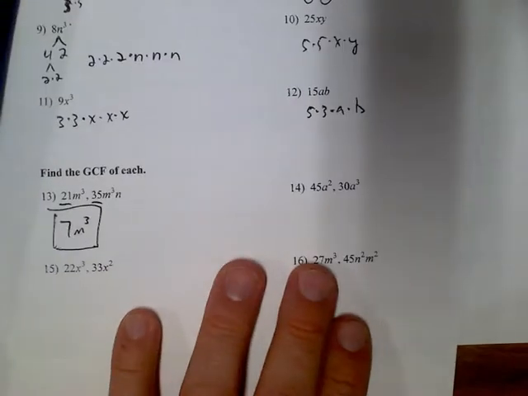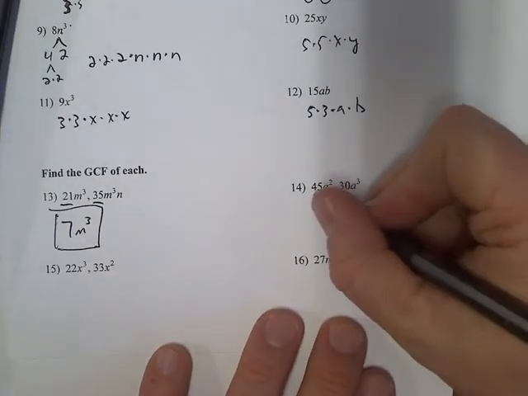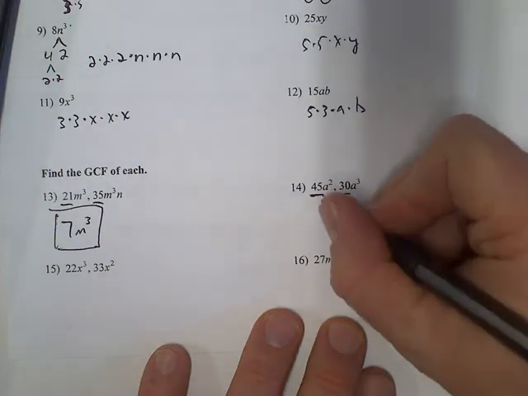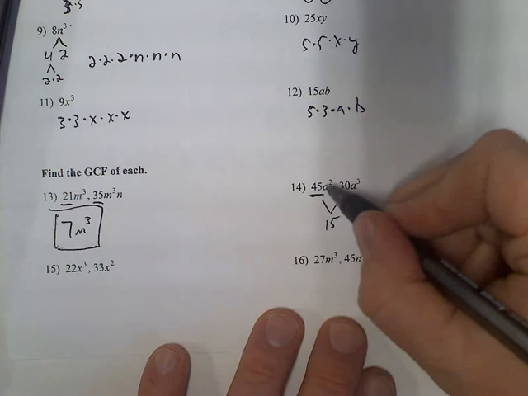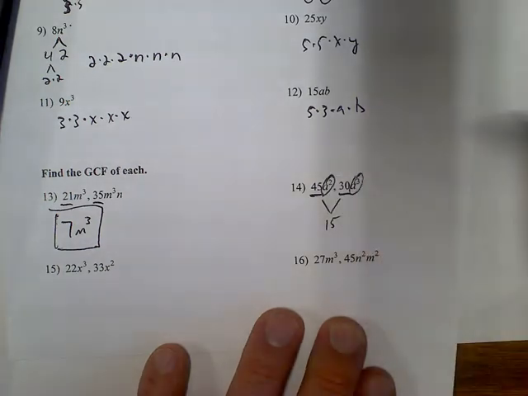Number 45. So a lot of us think it's 5, but the largest number that can go into both of these is actually 15. This has 2 a's, this has 3 a's.